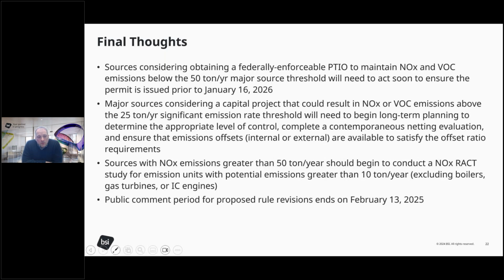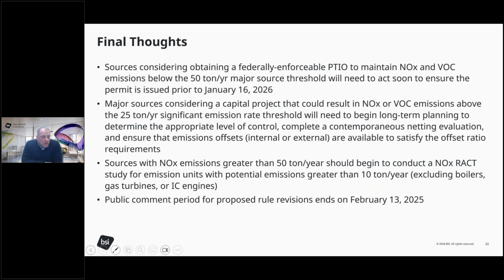Sources with NOx emissions greater than 50 tons per year, you should start to begin your NOx RACT study for any emission unit greater than 10 tons per year, excluding those that are in the presumptive NOx RACT category. So again, if you submitted a NOx RACT study for those sources, 25 tons per year and greater, you do not need to resubmit that, but you will have to look at those sources that you may have considered exempt between 10 and 25 tons per year.